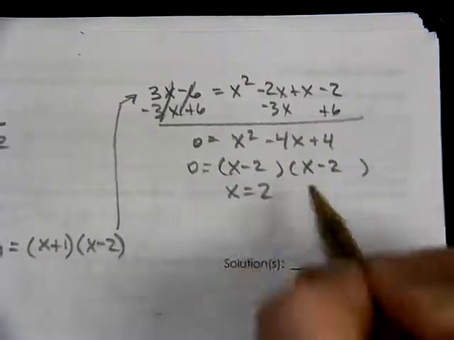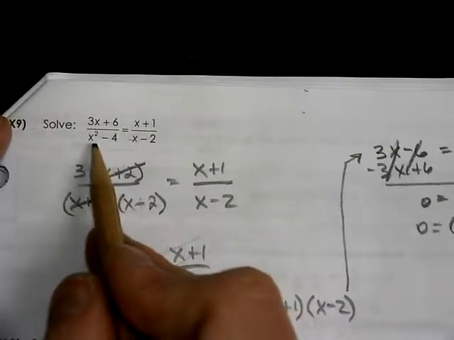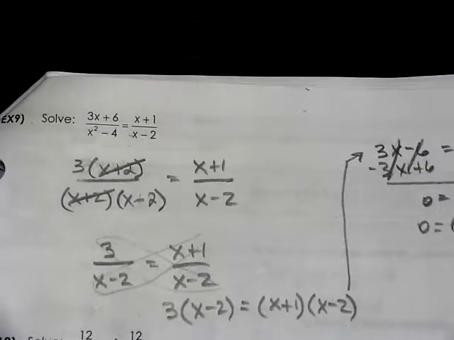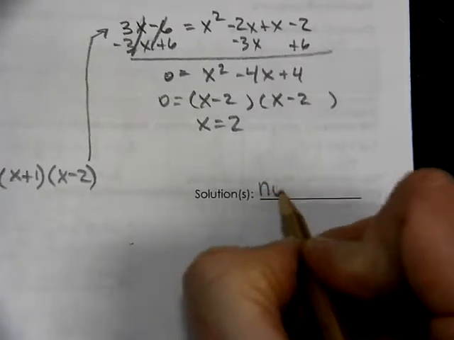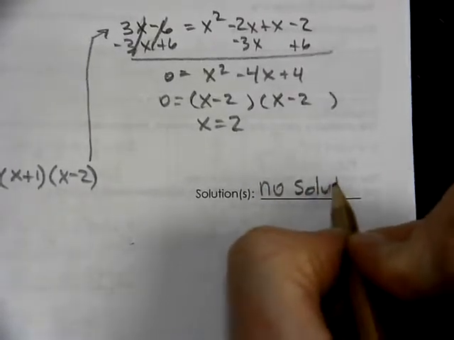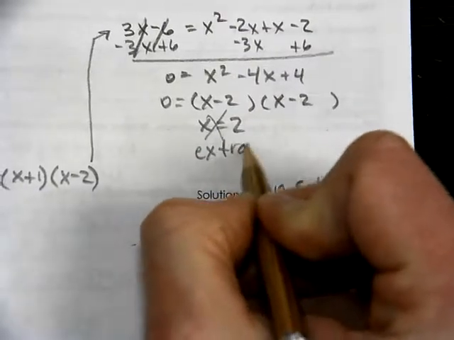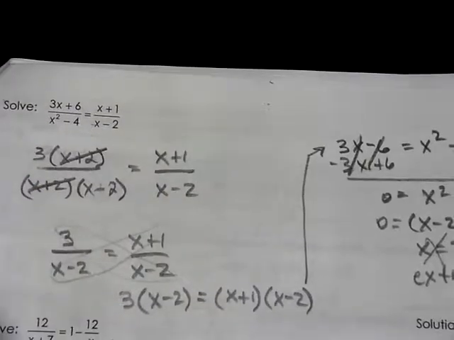So x equals 2. And when I plug it back in over here, I see that that gives me an extraneous solution. So if that's an extraneous solution, then this has no solution. There is no value of x that is going to make this equation true.